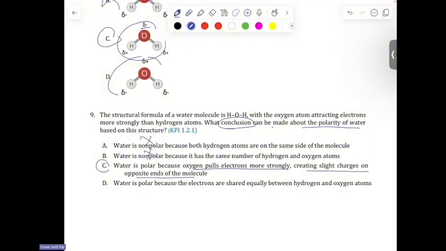Water is polar because electrons are shared equally. No. Electrons are not shared equally. There is an uneven distribution of the electrons.